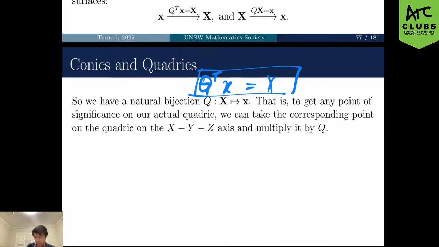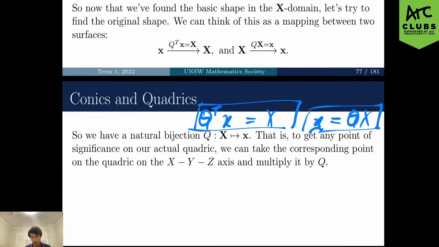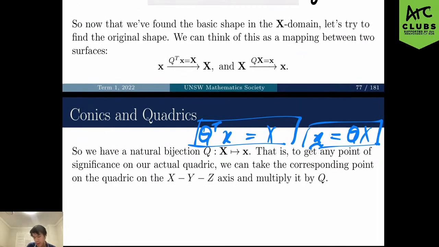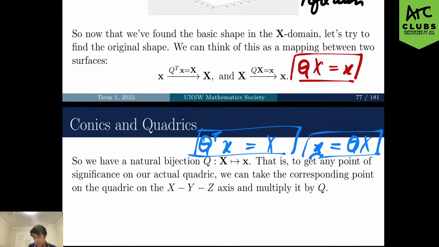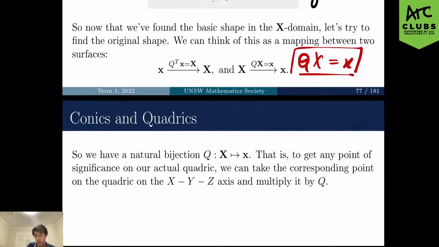And also, lowercase x, the real x, equals Q times big X. Just try to wrap your head around that. Q times big X equals x. So what that means is if you want to get from the big X space to the little x space, you want to multiply by Q.